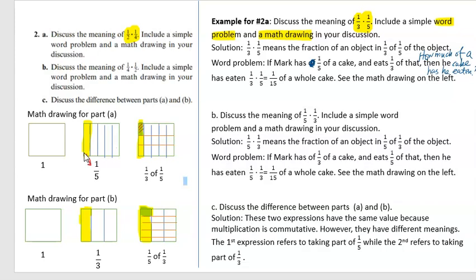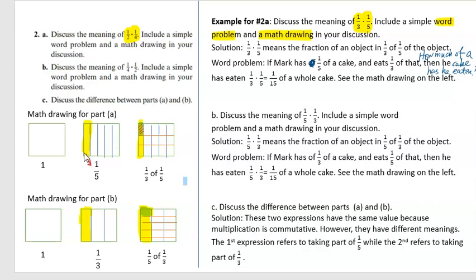Maybe it'll be easier to see. That is the final part that Mark has eaten. First of all, he got 1/5 of the cake, and then he only ate 1/3 of the 1/5, which is this tiny part there.